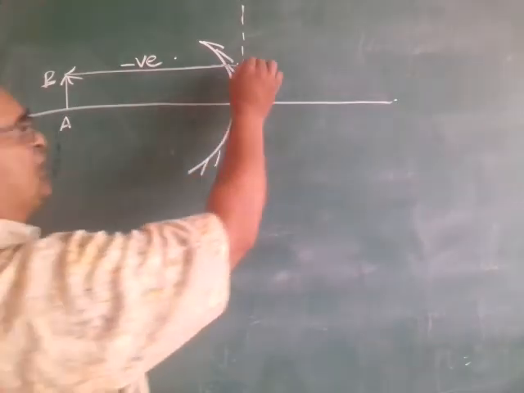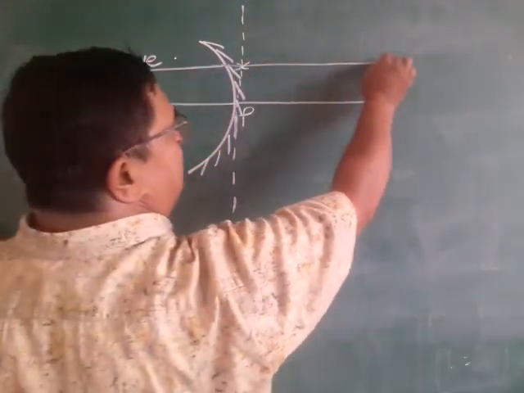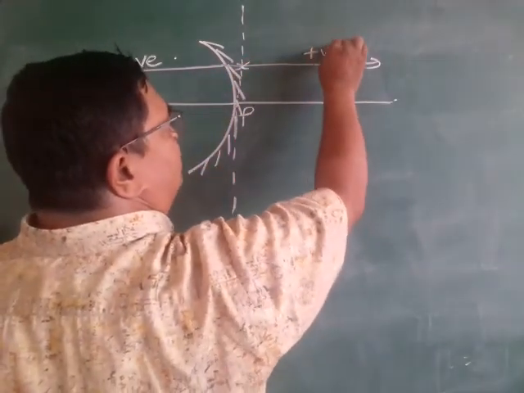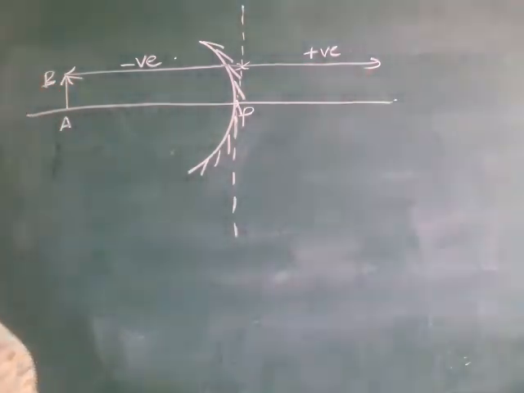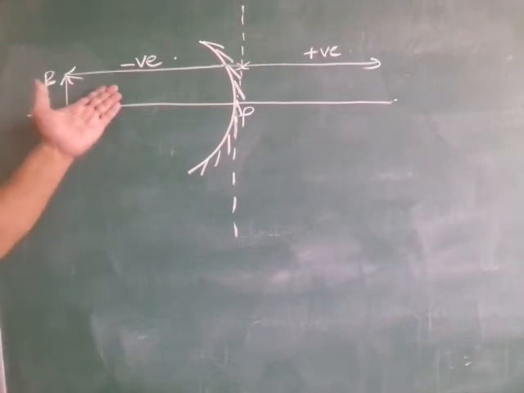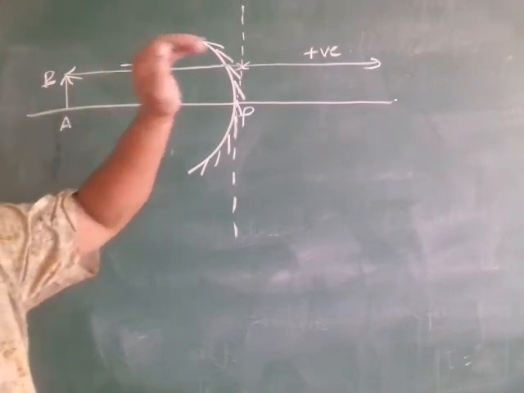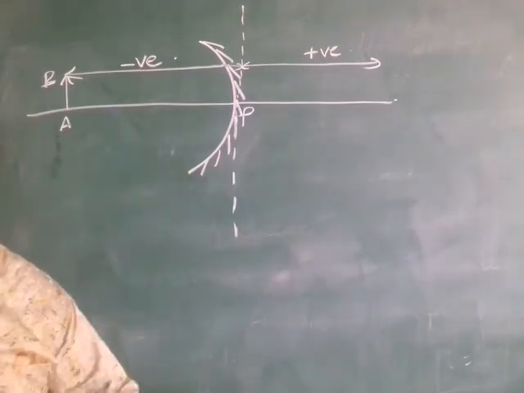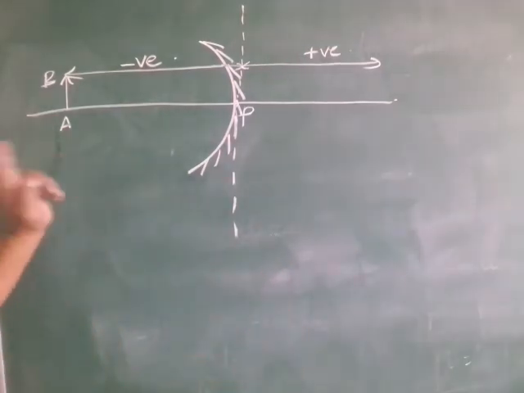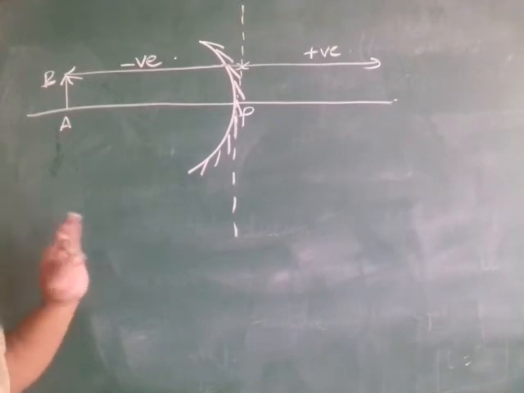Distances to the right of the mirror are positive. Horizontal distances to the left of the mirror are negative. Horizontal distances to the right of the mirror are positive. Since the objects are always placed to the left of the mirror, all the object distances are negative.